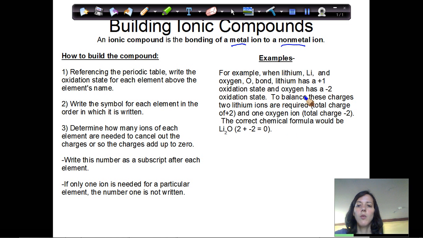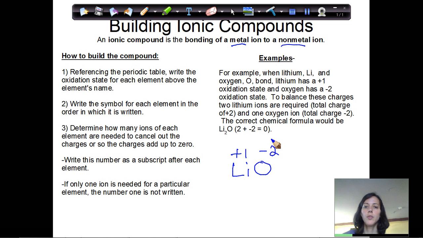The example we're going to do, I've typed out the example because sometimes it's helpful to be able to read it as well as to be able to hear it at the same time. And I felt this was one of those times especially. So we are going to bond lithium to oxygen. And to do that, we need to know what their charges are. So lithium falls in the first column on the periodic table, so it has a +1 charge, and oxygen falls in the -2 column, so it has a -2 oxidation state.